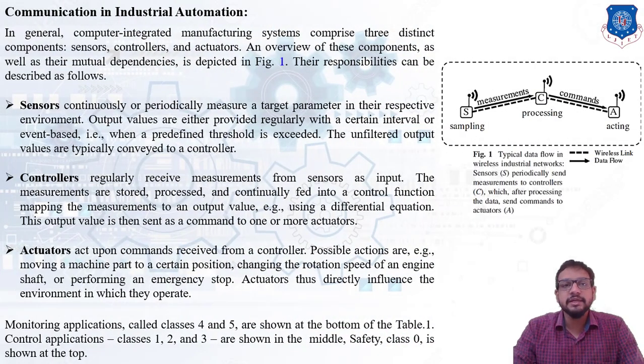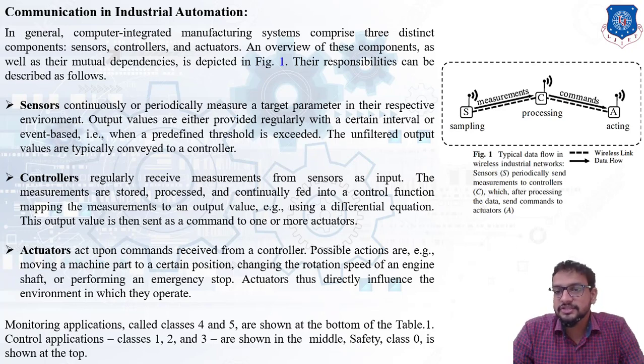Now we have to see communication in industrial automation. As you can see, a diagram is shown here. This figure represents the data flow in a wireless industrial network, where S represents the sensor, C represents the controller, and A represents the actuator. We all know that the function of a sensor is to receive signals from the operating devices. Those signals are given to the controllers. The controller then processes the data and gives commands to the actuators. Actuators are the ones that take actions.